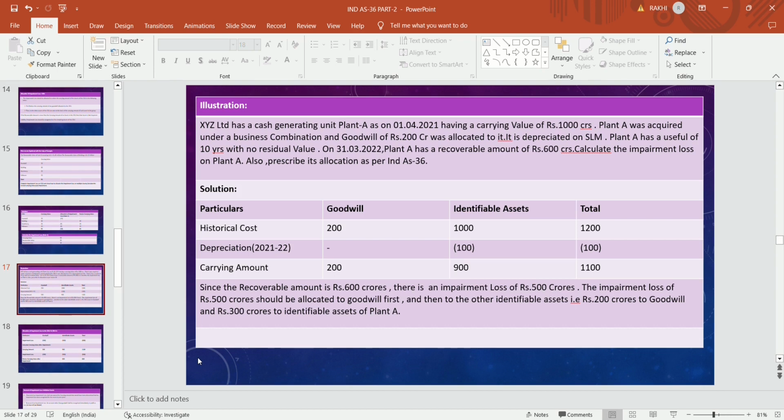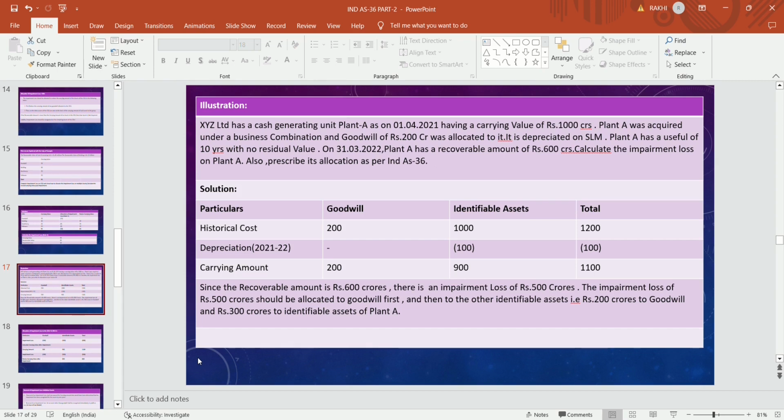Solution: firstly, we know that the historical cost of goodwill is given in the question because it is acquired in the business combination, that is 200 crores, and plant A is 1000 crores. Total historical cost is 1200 crores. Depreciation for the year is on SLM basis, so no depreciation on goodwill, and on the identifiable asset it will be 100 crores. So carrying amount as on 31st March 2022 will be: goodwill 200 crores and identifiable asset 900 crores. Now the recoverable amount is 600 crores.